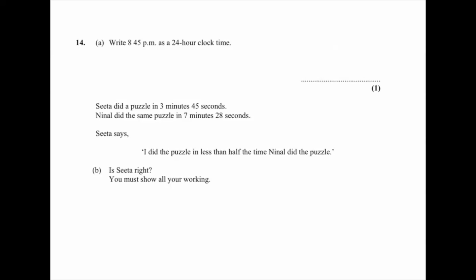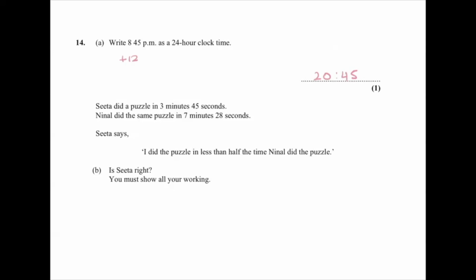Okay, so we're being asked to write 8:45 p.m. as a 24-hour clock time. Now, p.m. is in the evening. All we're going to do is add 12, and that will give us 20:45.